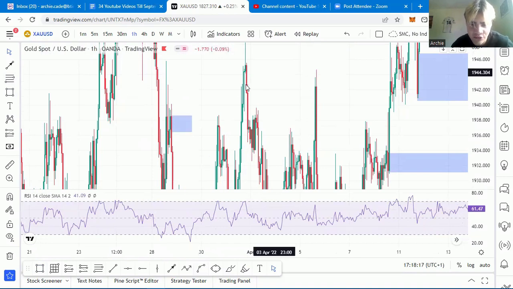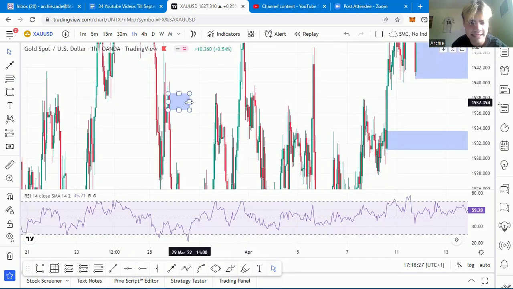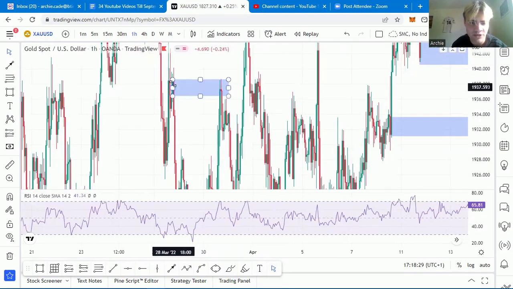This, for instance, is a good example as well. We'll go through that in a second. But this candle here is quite small, so it's going to be less powerful. I've sometimes seen price just steam straight through it. But let's drag that across, and boom, we wait.